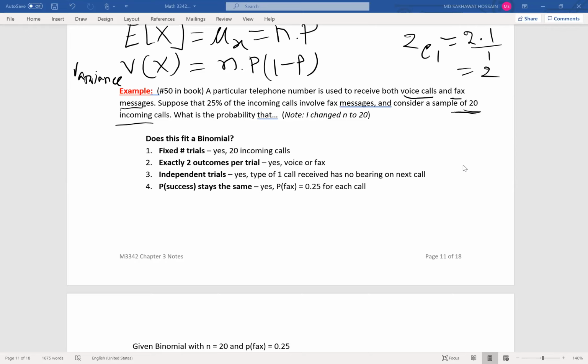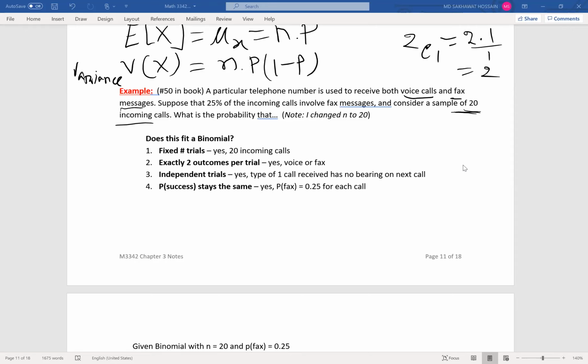Now you have to check whether the trials are independent or not. Yes, the trials are independent. The type of one call doesn't depend on the type of the previous call. For example, if the first call is a fax message, then the second call will not depend on this outcome. The second call may involve a fax message or a voice call. So that means they are independent.